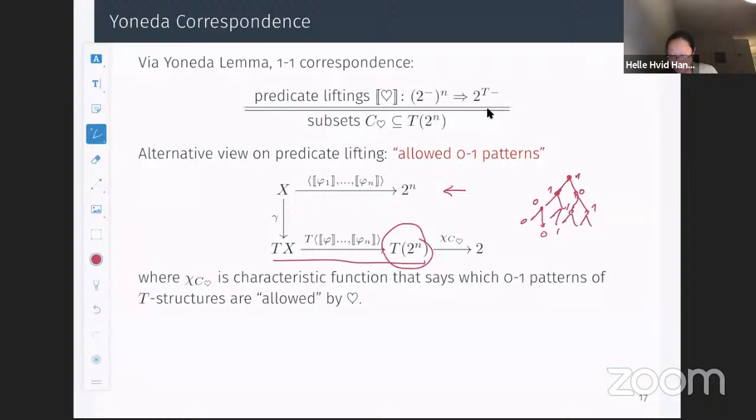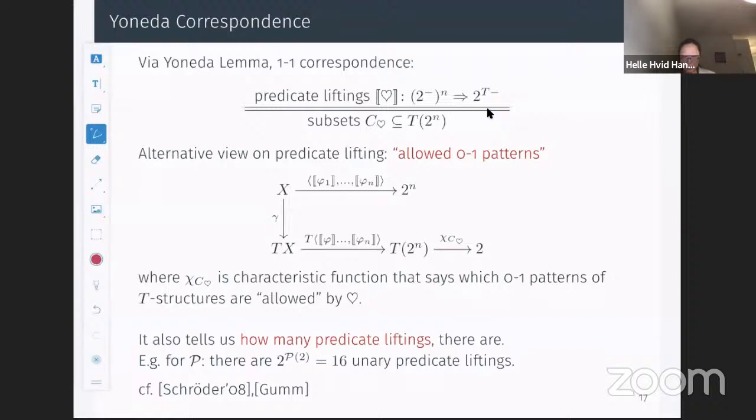And now your modality, if you think of it as the characteristic function associated with this subset, will then say whether that pattern is accepted or not by the modality. So in that sense, we can think of the modalities as subsets of 0-1 patterns of T structures.